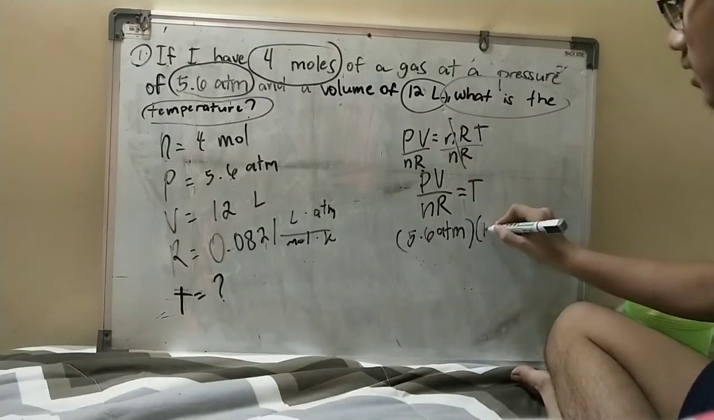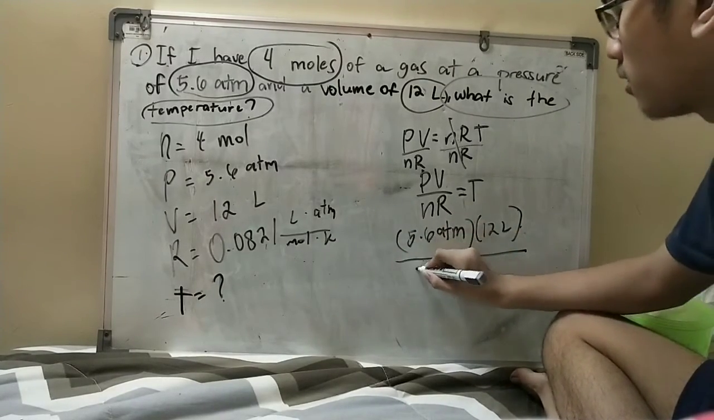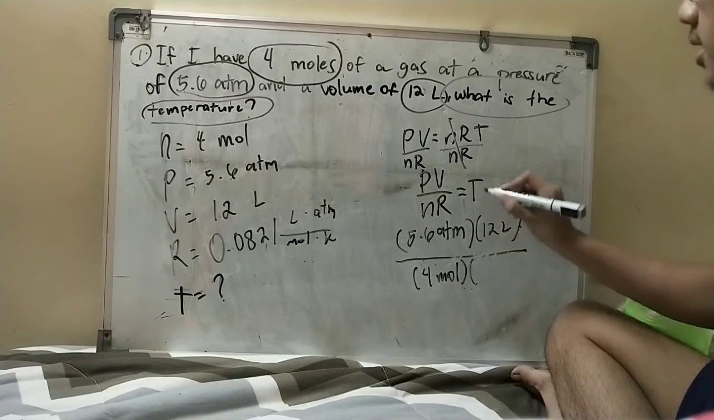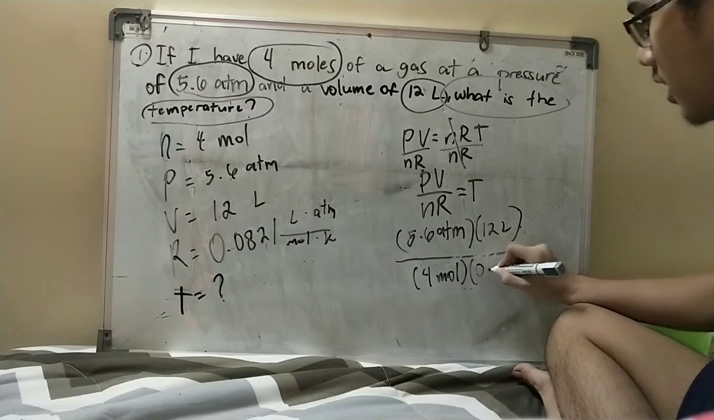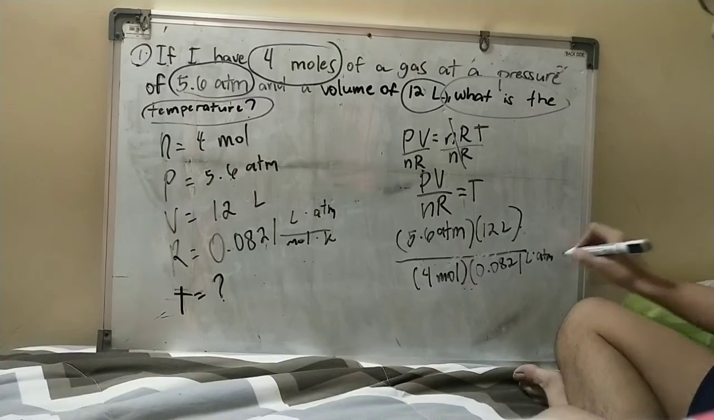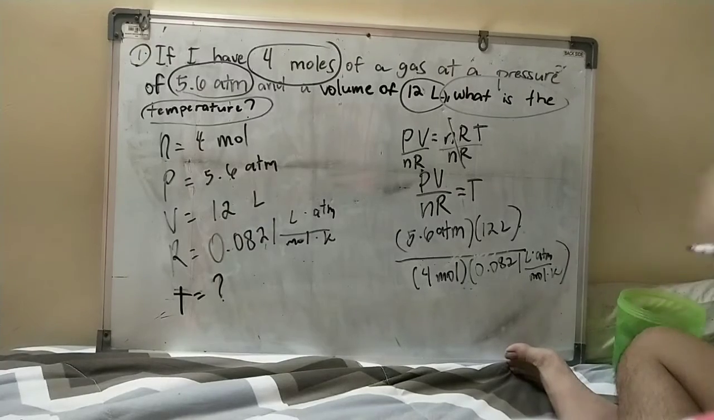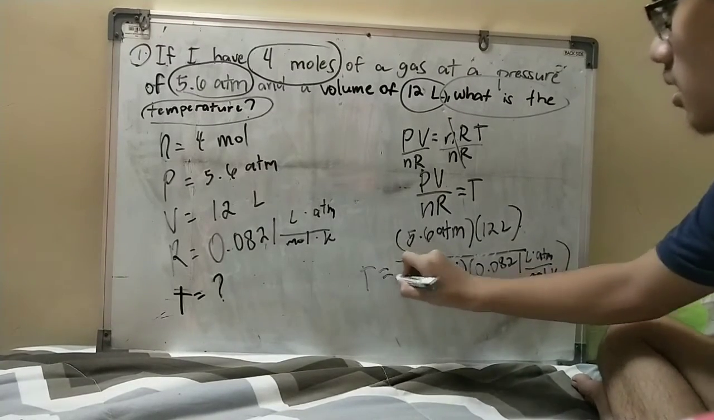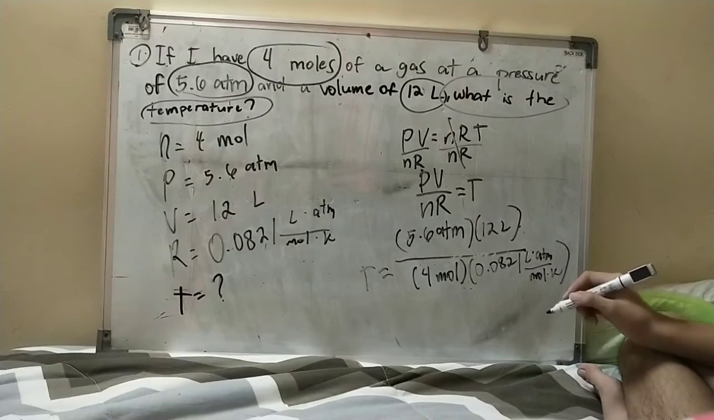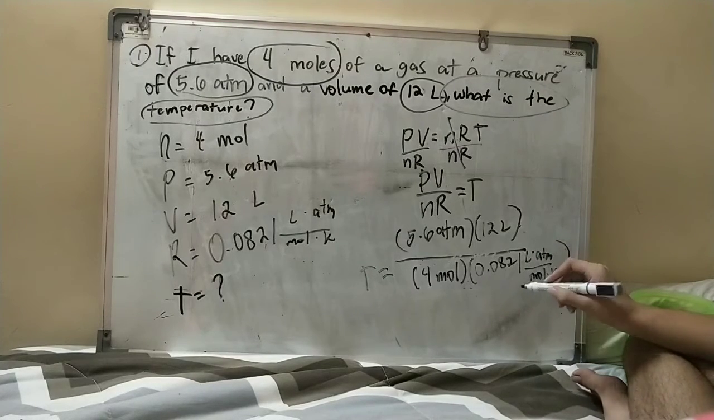V is 12 liters over N is 4 moles and R is 0.0821 liters times atmosphere over moles times Kelvin. Now, we need to cancel out all of the values in order to get only Kelvin. Cancel out all the standard units in order to get only Kelvin.